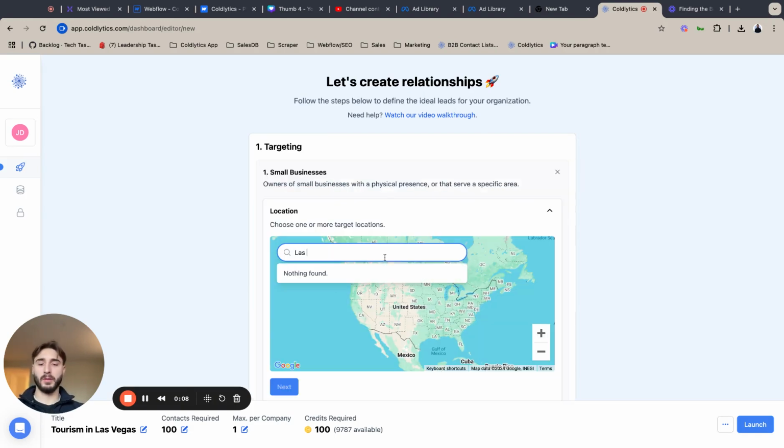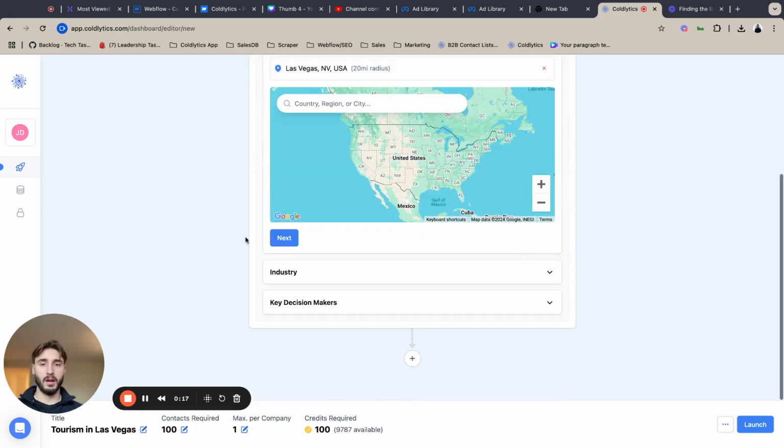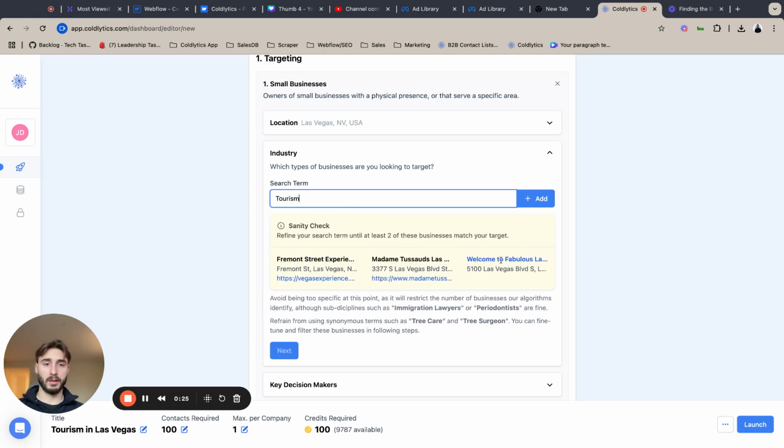So first we're going to Las Vegas, entertainment capital of the United States. The radius is probably pretty good, so I'm just going to add that. Next, the industry is going to be tourism. We get lots of tourism businesses showing up.